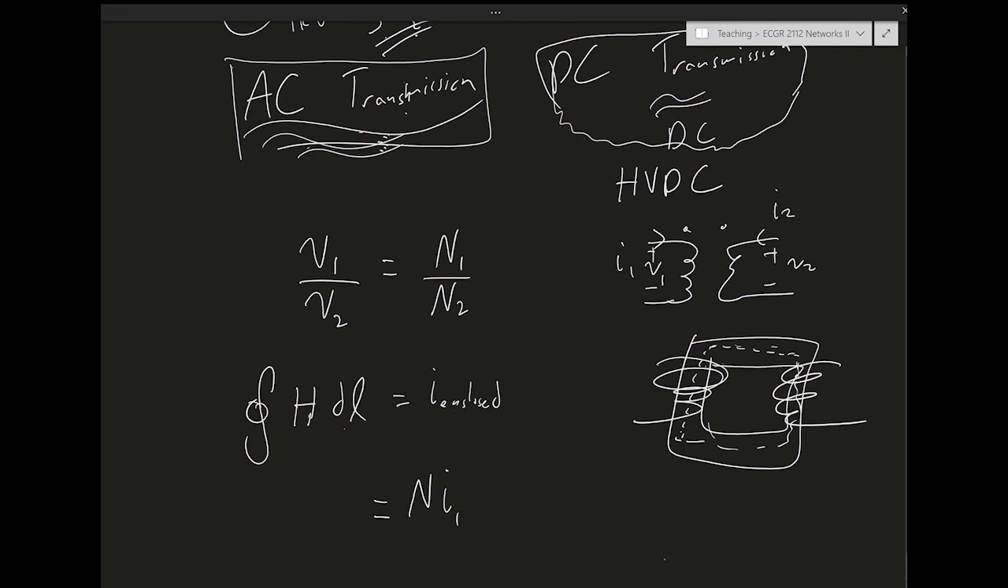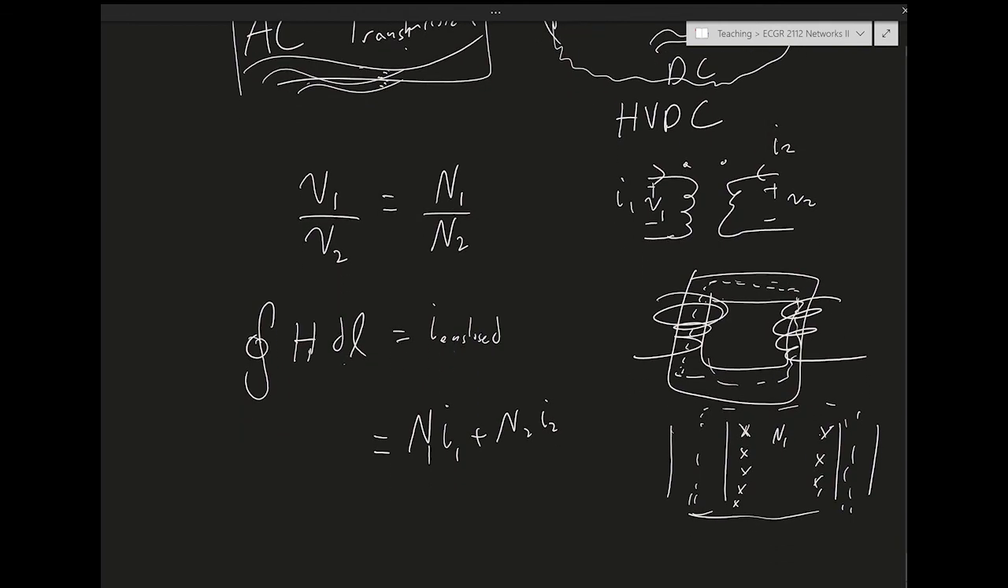If you look at this path here, let me zoom in. Within this loop, I have the current coming in N1 times. So this X, imagine it to be the wire coming into the plane. So it's coming in N1 times, right? And then on the other side, the current coming into this plane is also coming in N2 times. So this is plus N2 I2, right?